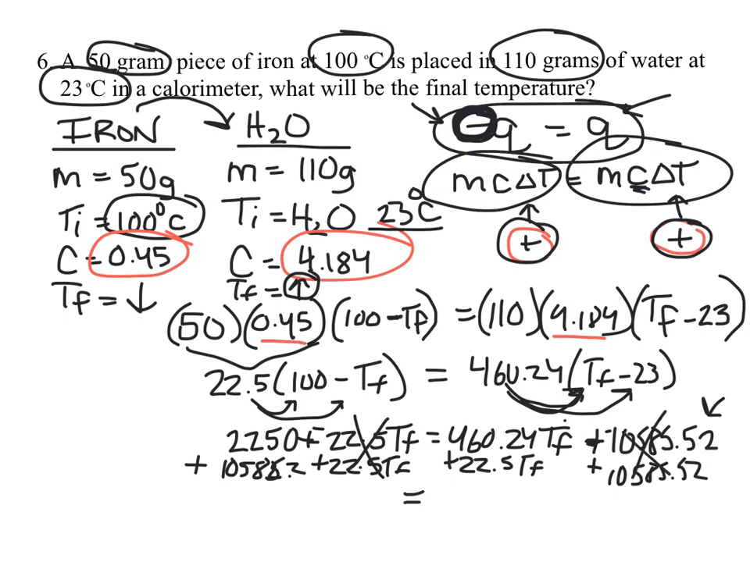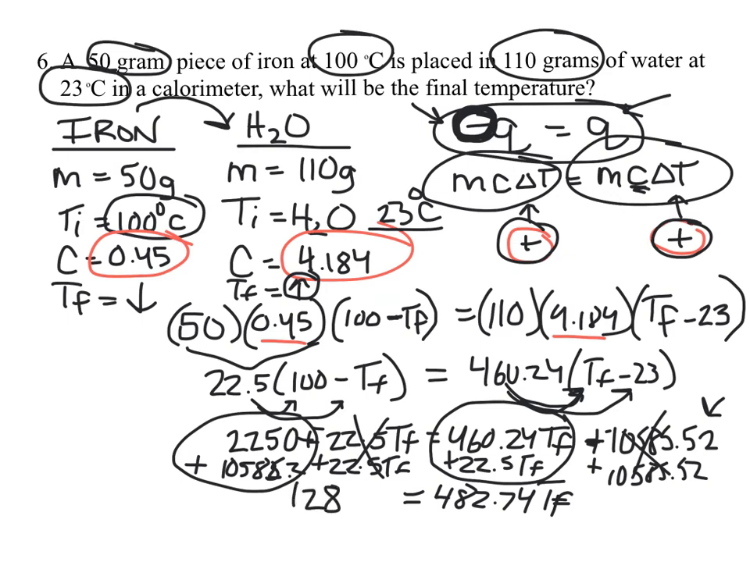What do I end up with now when I add these up? I end up with about 482.74 for the final temperature, times the final temperature, that is. And when I add up the 10,000 plus the 2,000, I end up with about 12,835.52. All right, getting super close. All we have to do now is get TF by itself.